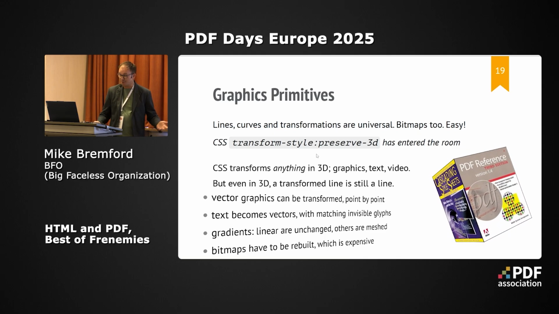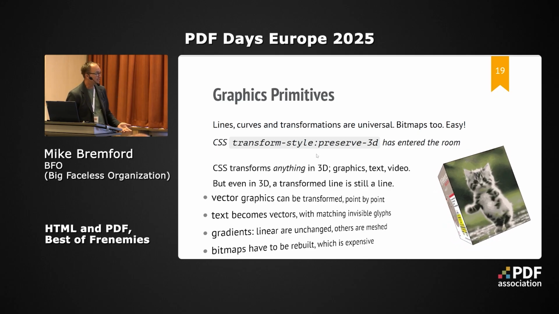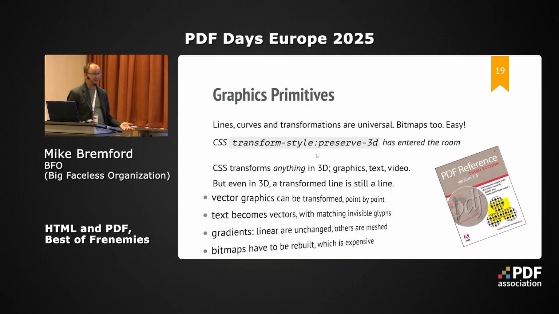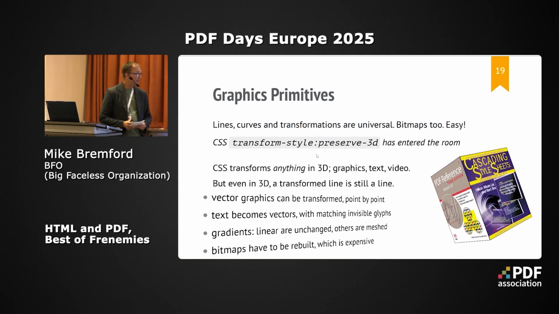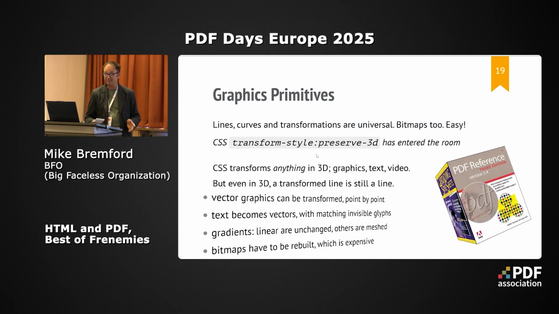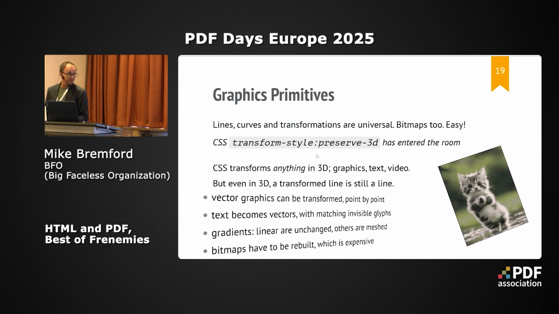A line under both systems remains a line. That's what the affine in affine transformation means. So for a line, it's enough to just transform the two endpoints. And it turns out that's the same for a curve as well. Linear gradients, same thing. Other gradient types would need to be converted to a triangular mesh before you convert the points, but that works as well.